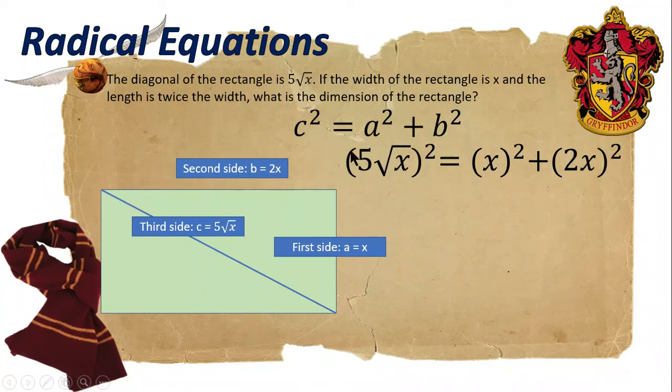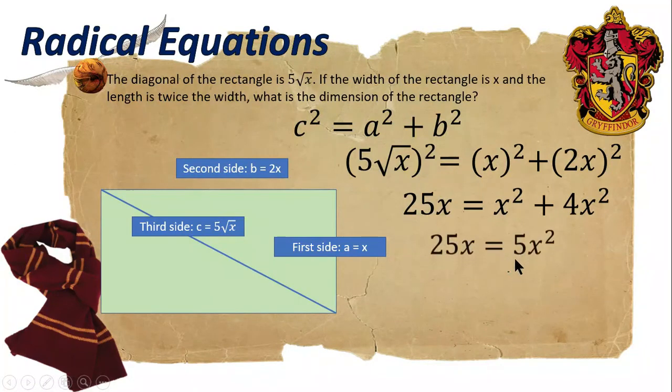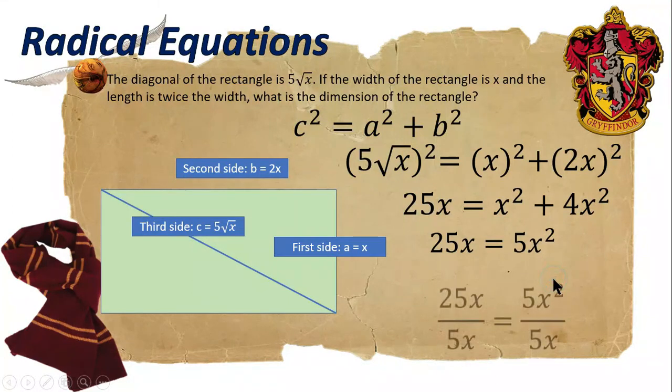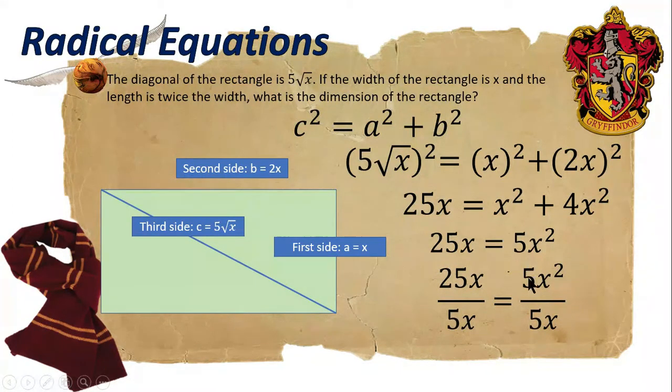Those are all squared, so the square of 5 square root of x equals the square of x plus the square of 2x. So 5 square root of x squared is 25x, because 5 squared is 25, and the square root of x squared is just x. Then x squared is x squared, and 2x squared is 4 times x squared. Because these are like terms, I add them, so that would be 5x squared, and then I divide both sides by 5x.